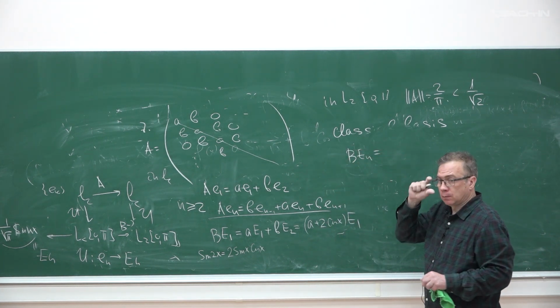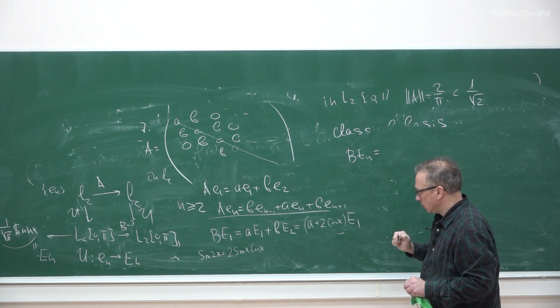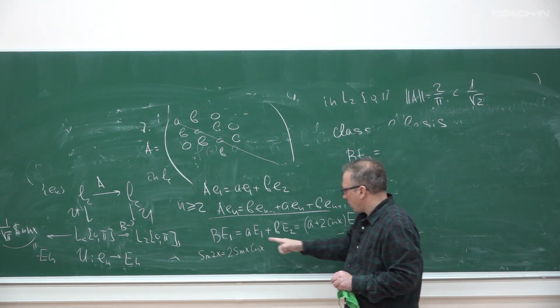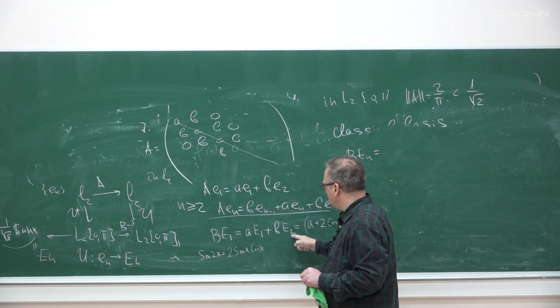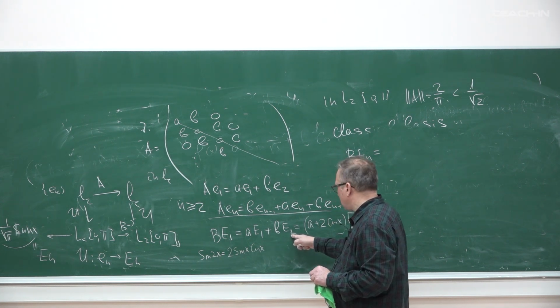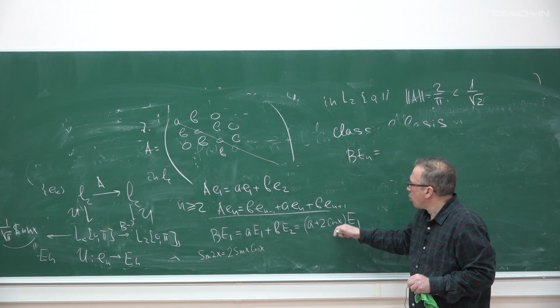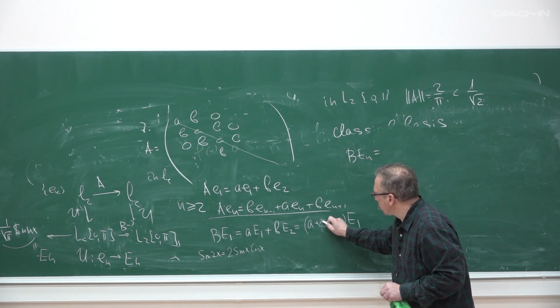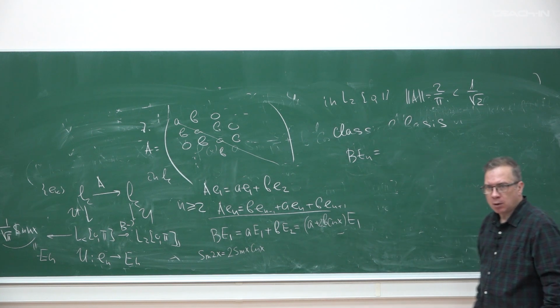Professor, but you wrote A plus 2? Don't you mean B? A e_1 plus B e_2, on the right-hand side you don't have A plus 2. Oh, yeah, sorry, B. You're right. B, of course.